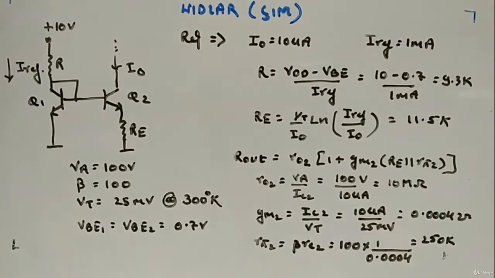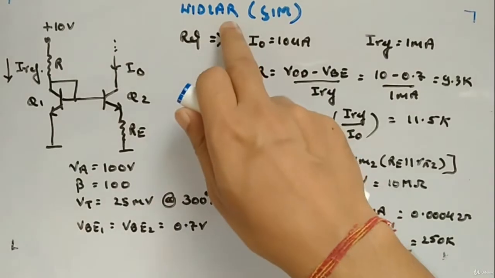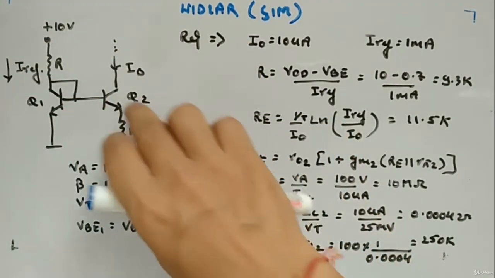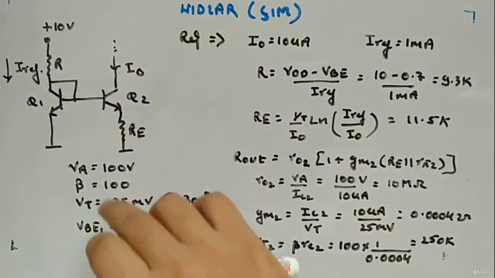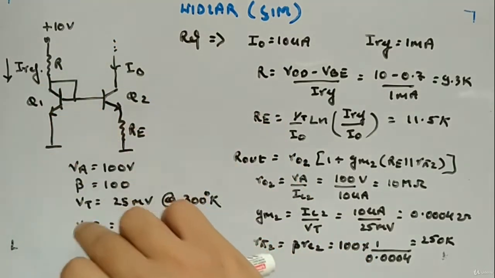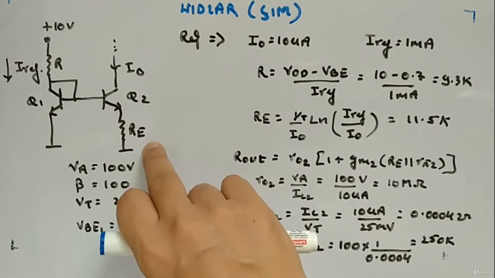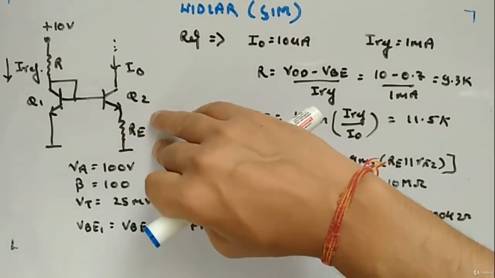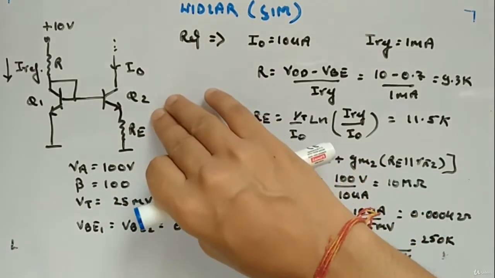Okay, so now let's look at Widlar's simulation. So we know the circuit looks like this. I have taken plus 10 volt VDD, IREF, R, I0, Q2, Q1. Then this resistance is there, an ammeter resistance RE, which we attach here at the emitter of Q2.